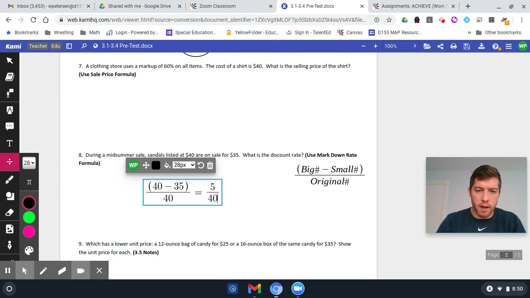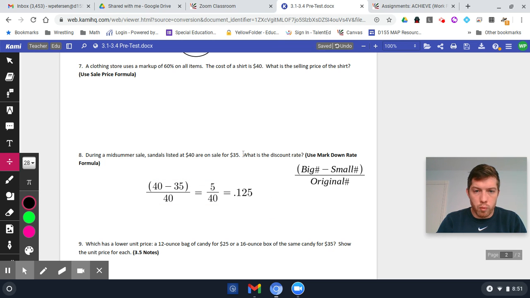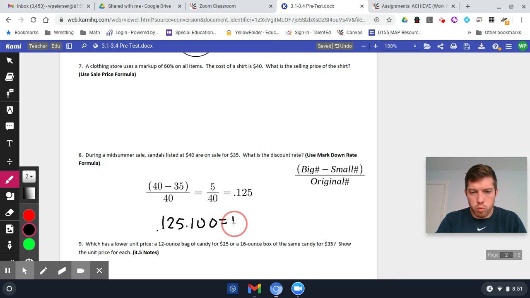Now we just need to simplify, right? So 5 divided by 40. So again, take out my calculator, which is my phone right now. I'm going to take my 5 divided by 40, and I get 0.125. Now, we want to know what was the discount rate. Rate is a percentage. So the last thing I need to do is take this 0.125 and times it by 100 so I can see what it is as a percent. The other thing I could do is move that decimal place. You can do it either way. And you're going to get 12.5%. And that is my discount rate.